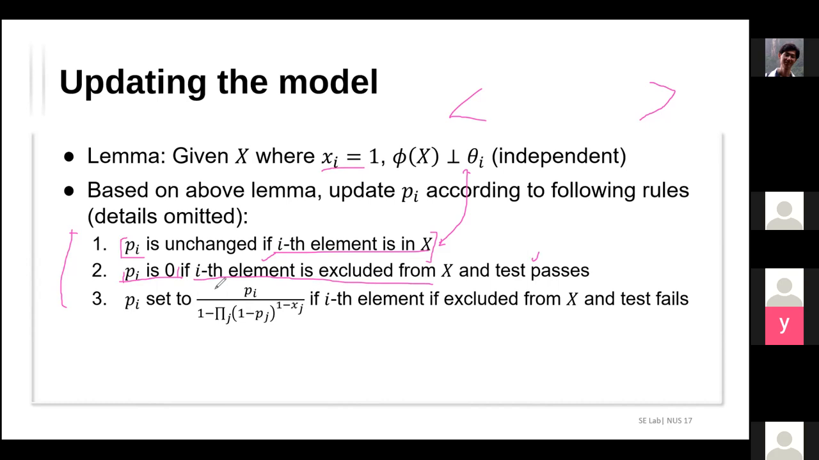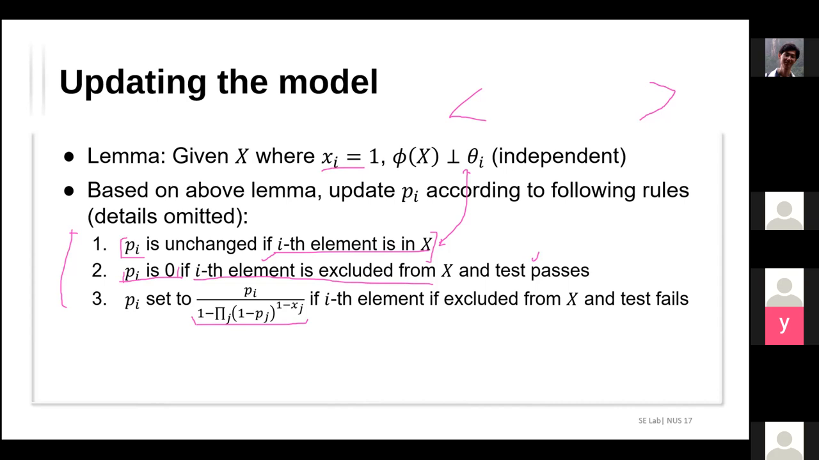The last one is to update the probability itself. The probability is updated using this formula. The reason behind this formula is also in the proof itself. It's building off what we were discussing just now on consistency. Essentially, if an element is excluded from the subsequence and the test fails, we know that this element might have an impact on the test. So basically, it's trying to update the weights, upweighting the probability.